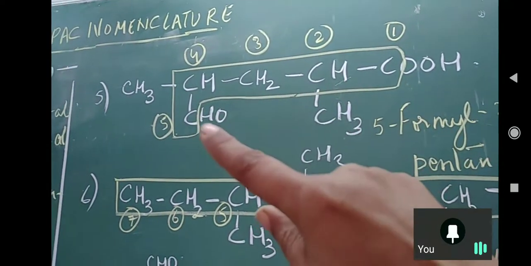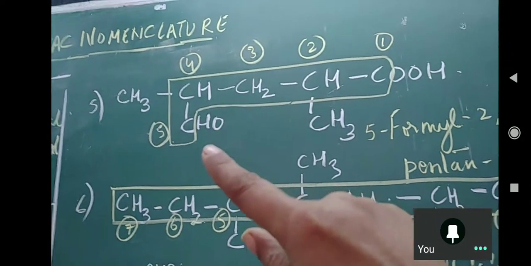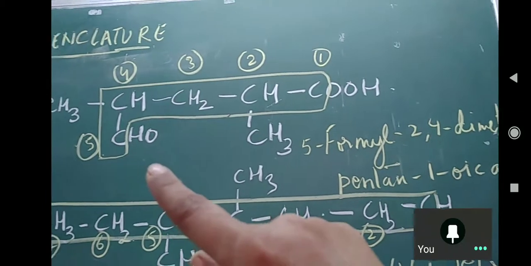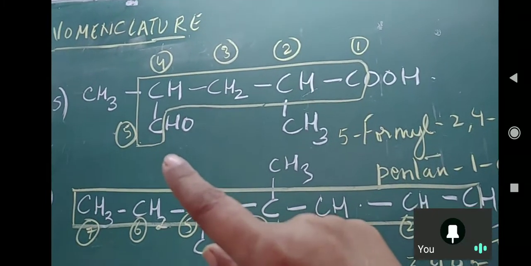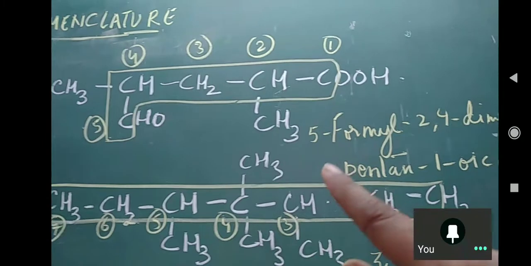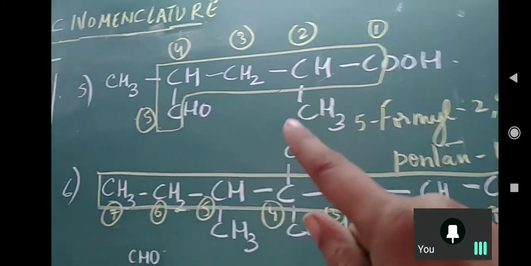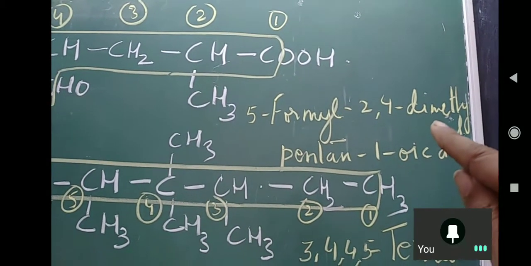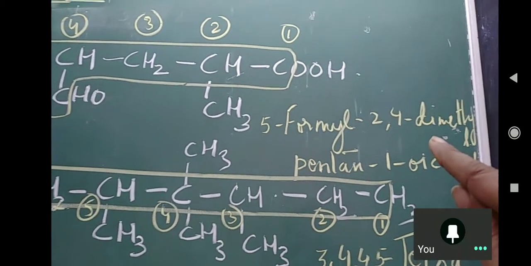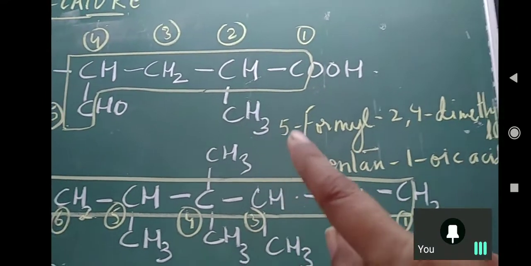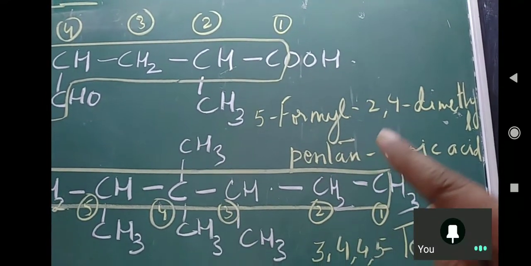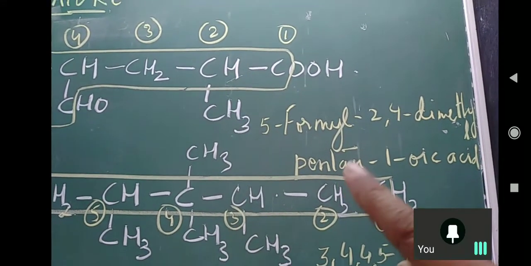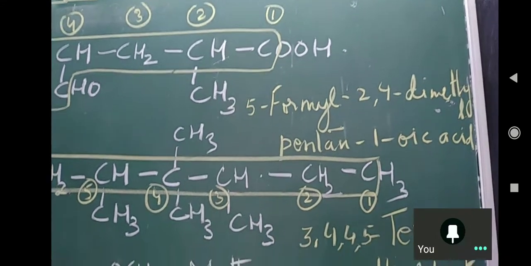And what about this? For this we will add the less important functional group. It is formyl. Why did I write formyl first and then methyl? Because dimethyl means alphabetical order. Okay? So 5 formyl, 2,4 dimethyl, pentan 1 oic acid. What happened?